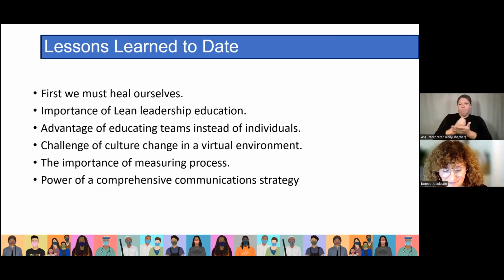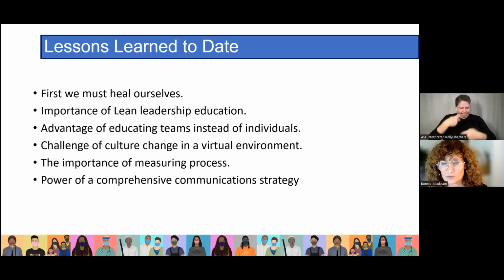Next slide, please. Some lessons that we've learned in the year and a half or so that we've been at this. First, we must heal ourselves. Before we can really help the people of the state of California, we have to focus on healing from all of the trauma and the difficult experiences that the public health department itself has been through in the last couple of years. So that's been a really key thing to learn and focus on.